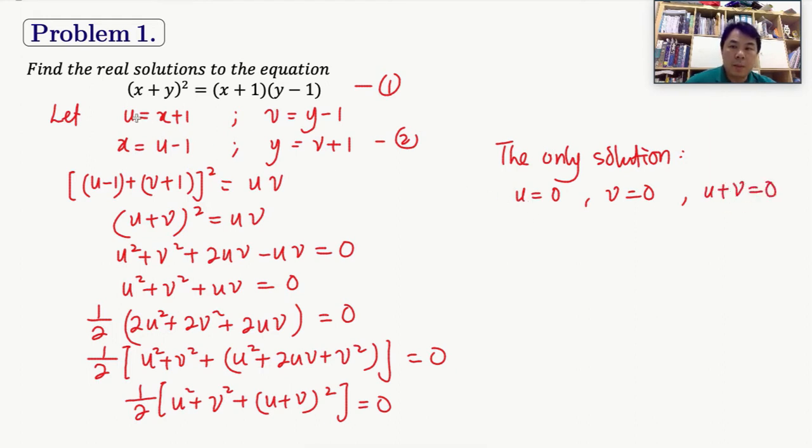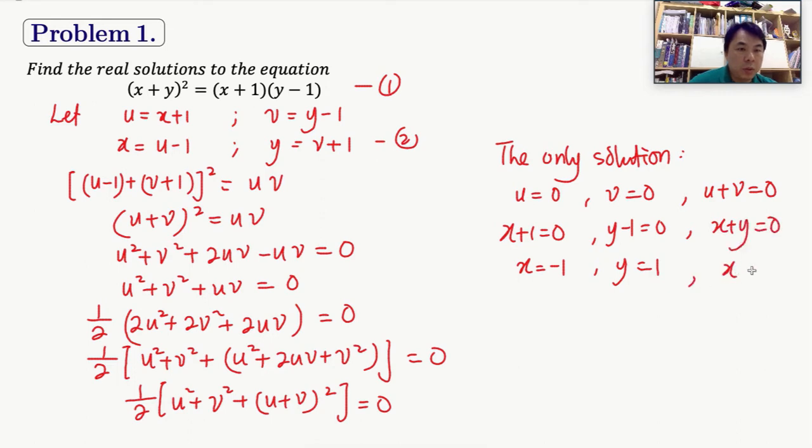Since we described u as x + 1, therefore x + 1 is equal to 0, which gives x equal to −1, and y − 1 is equal to 0, which gives y equal to 1. At the same time, we have u + v, which is actually x + y, equal to 0, and that yields the last confirmation that this result is true. Therefore that completes the real solutions in this case. Right? I hope that is useful. I'm going to show you the next problem.